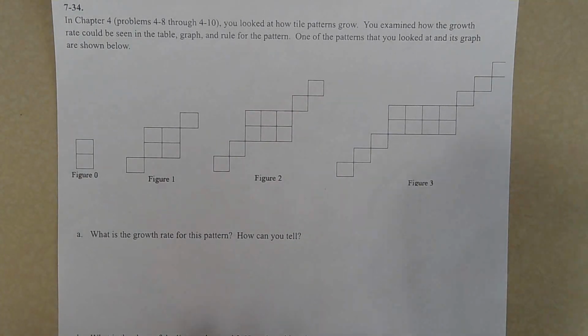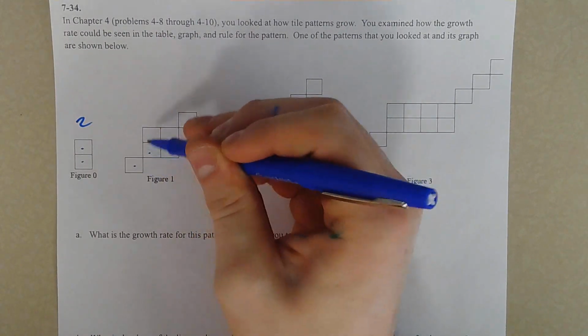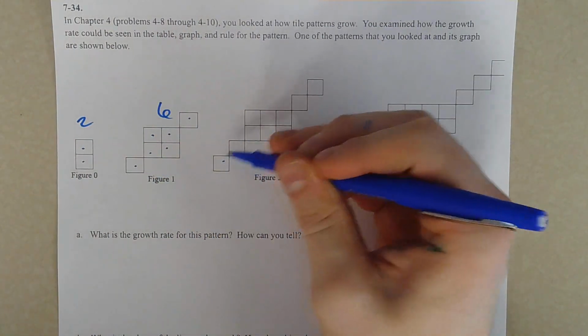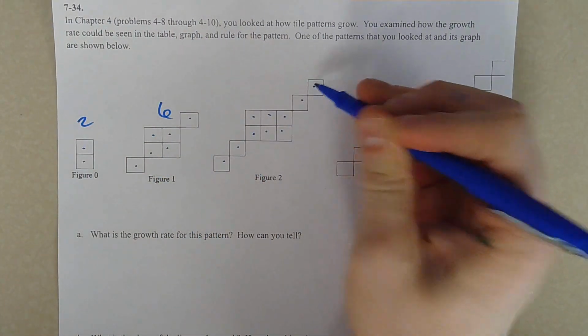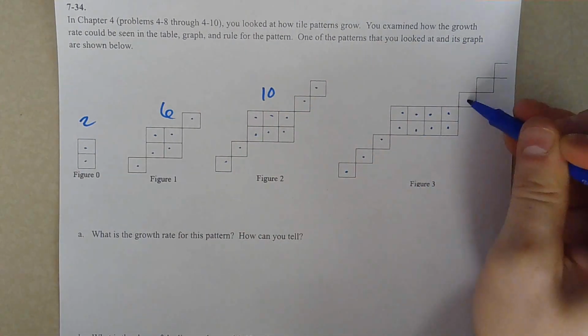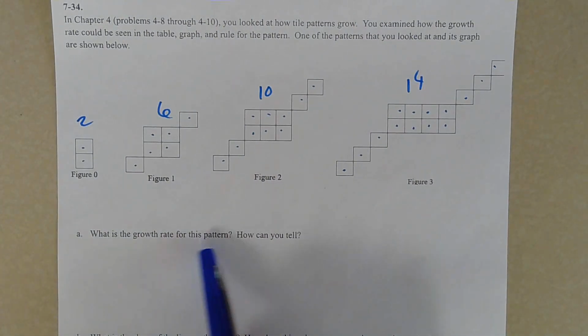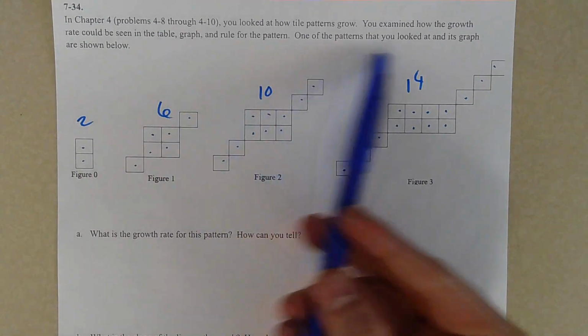So remember what I said, my little hack was I said count up the tiles. We have 1, 2, 3, 4, 5, 6. There's 1, 2, 3, 4, 5, 6, 7, 8, 9, 10. 1, 2, 3, 4, 5, 6, 7, 8, 9, 10, 11, 12, 13, 14. What is the growth rate for this pattern? How can you tell? You're looking for the change in these numbers.